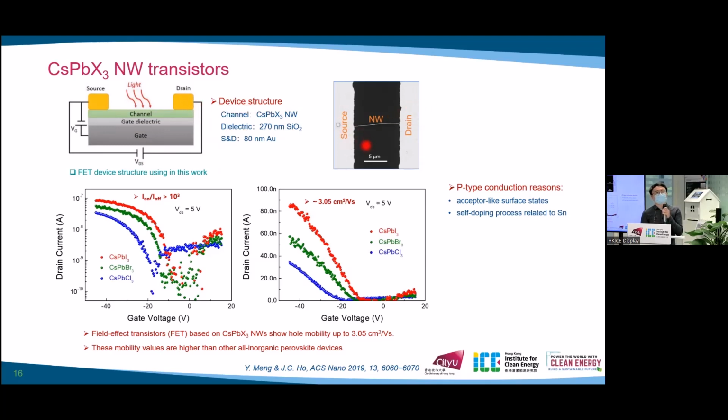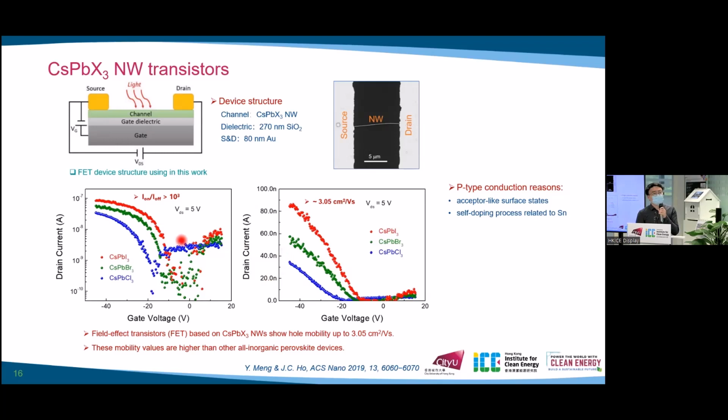And here is the SEM image of the device. As a result, the transistor based on the cesium-lead RS3 nanowire shows Hall mobility up to 3.05 centimeter square per watt per second, and it's higher than other inorganic fluorescent devices.